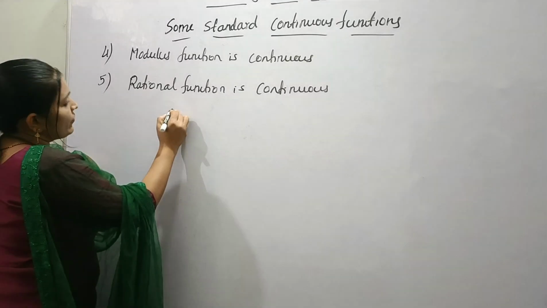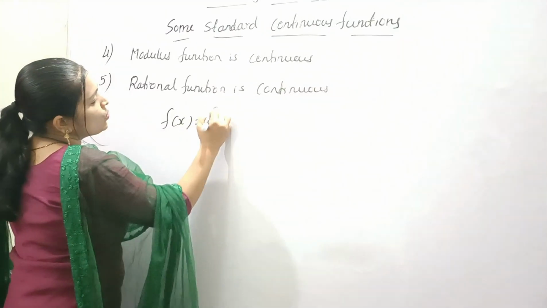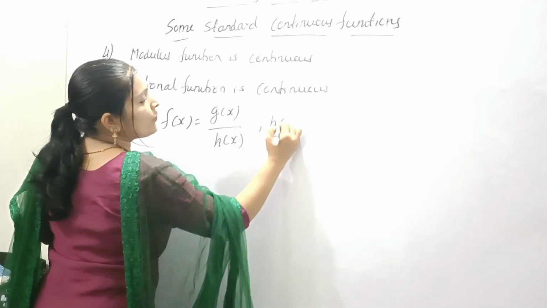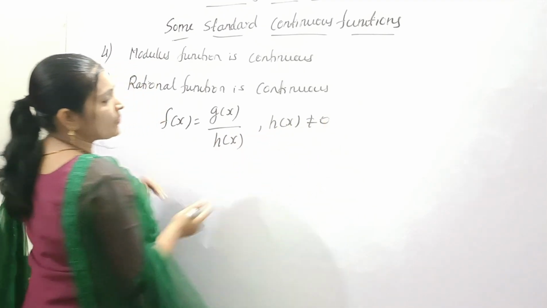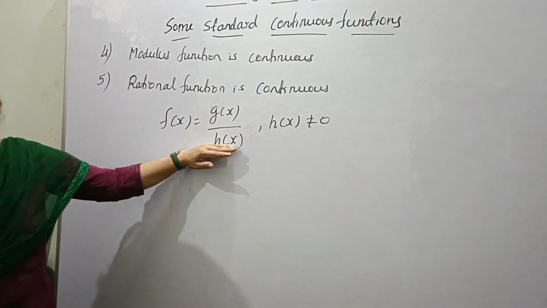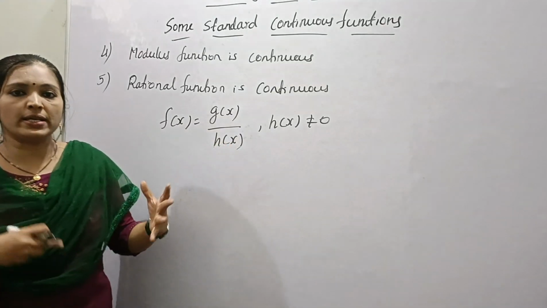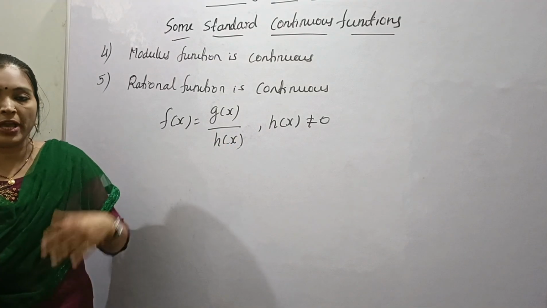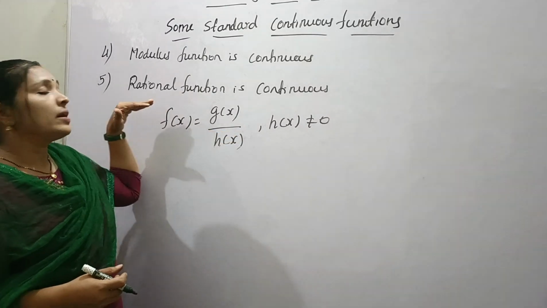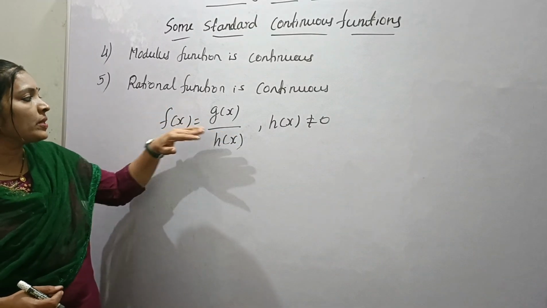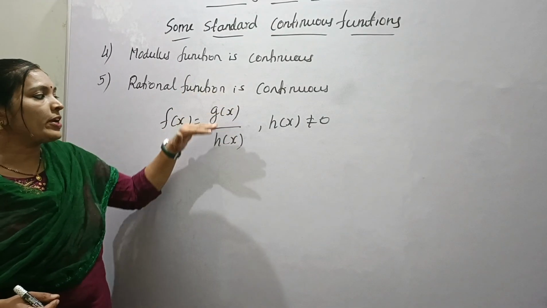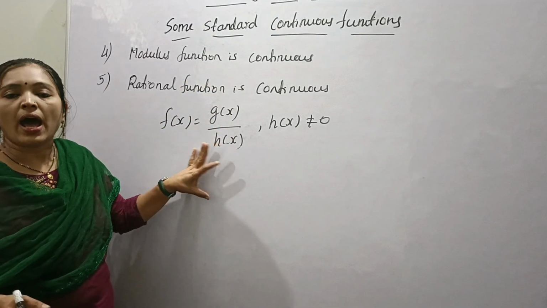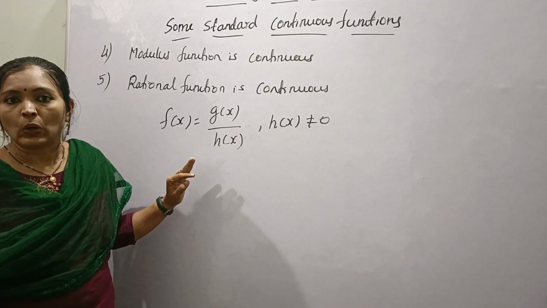A rational function is of the form f of x is equal to g of x divided by h of x. Here h of x is not equal to 0. You know the form of a rational number, that is p by q, where q is not equal to 0 and p and q are integers. Here g of x and h of x are polynomial functions.